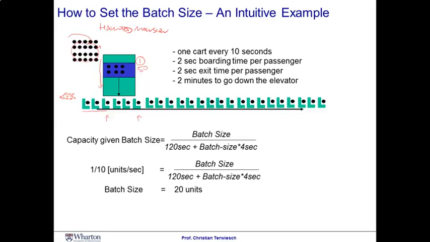How do you set the number of people in the elevator? You want to find exactly the balance so that the flow through the elevator is equal to the flow of the chairs in the basement. This is the intuition of how to set a batch size. It applies in my little spooky example here at Disneyland, but it's exactly the same insight I want you to take out of this session.